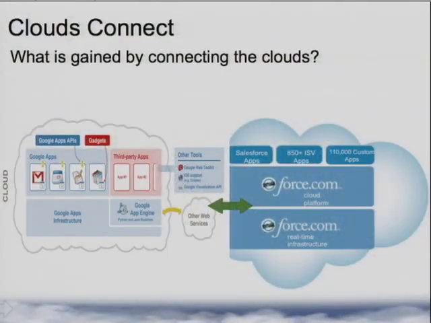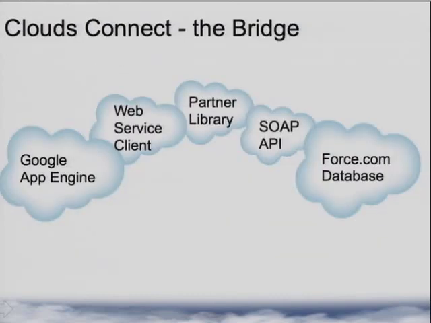So today, what we're specifically going to talk about is building Java applications on App Engine that read and write onto the Force.com cloud platform. I've got another slide here that shows you what we're going to be talking about today. The rest of the day, we're going to talk about these three clouds in the middle. You can see Google App Engine on the left there. You can see the web service client, the partner library, and the SOAP API. And those in combination allow you to communicate across these two clouds.